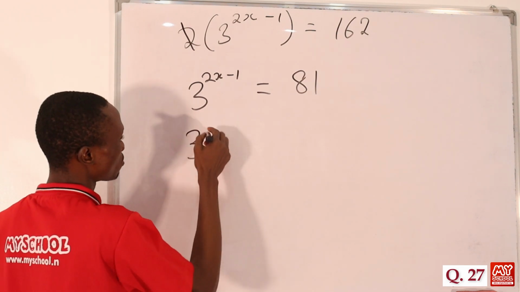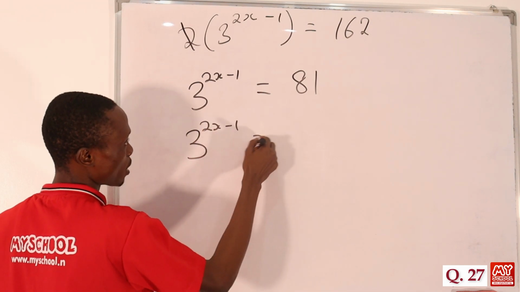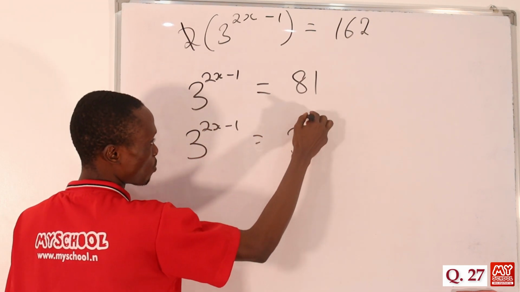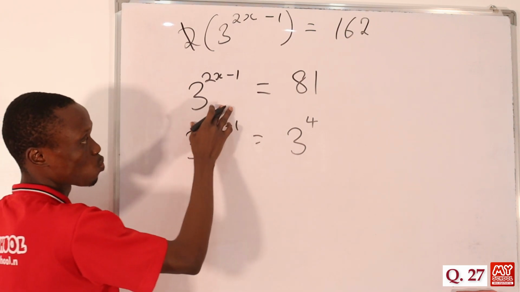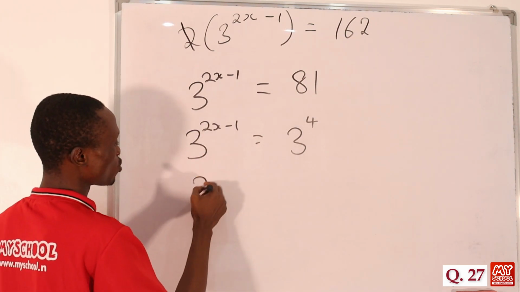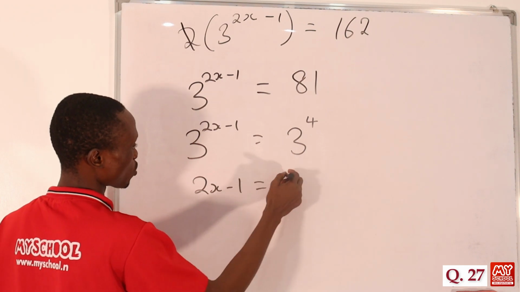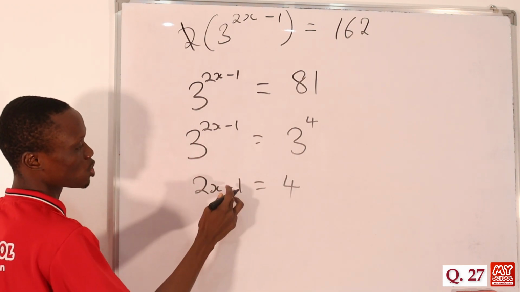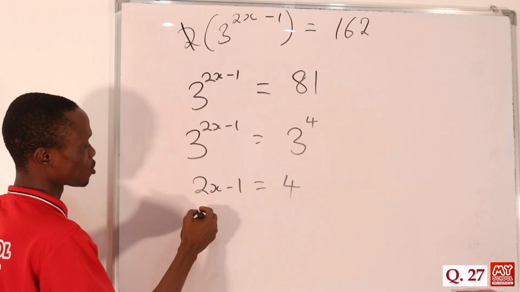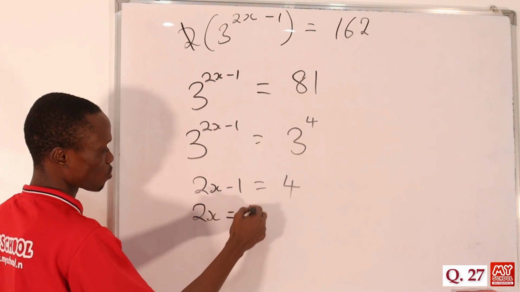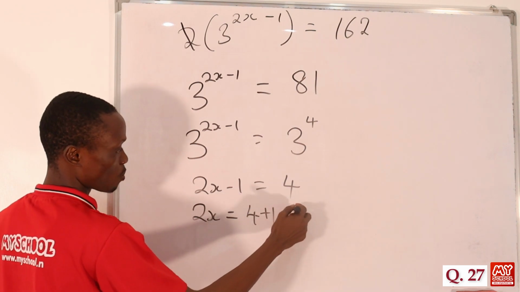So this will be 3 raised to power 2s minus 1, and on this side we'll be having 3 raised to power 4. If you check very well, the bases are the same. So in that case, we can equate the powers. So we'll be having 2s minus 1 to be equals to 4. So we'll move this one to the other side of the equation since we are looking for the value of s. So that 2s is now equals to 4 plus 1, and that will be equals to 5.